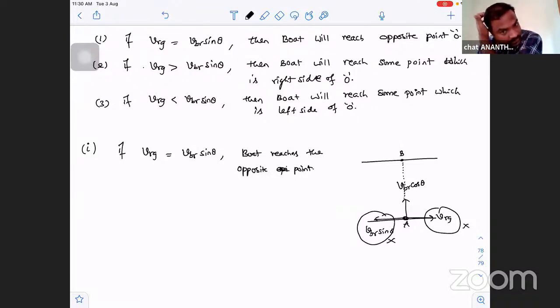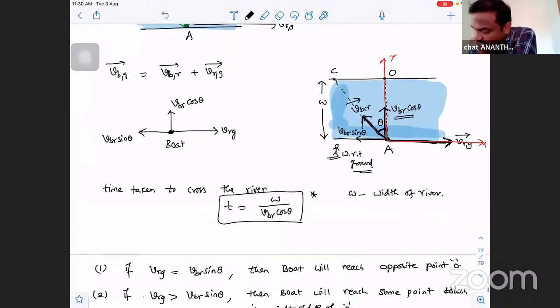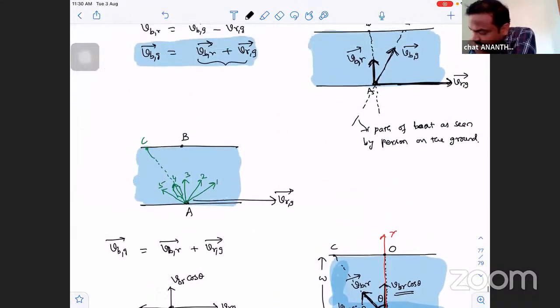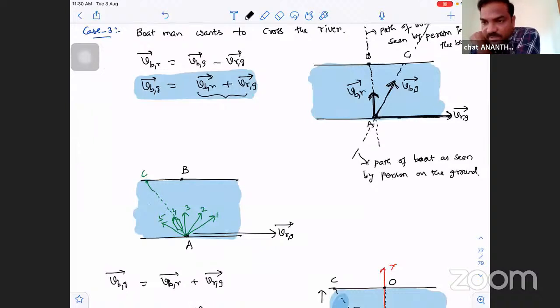Okay. So in this case we call it drift value is equal to 0. What is the meaning of drift? See this diagram. The opposite point is B. Then the boat reaches the C point, let us say. The distance of the point where it is reaching from the opposite point we call drift. Drift means the distance dragged by the river.